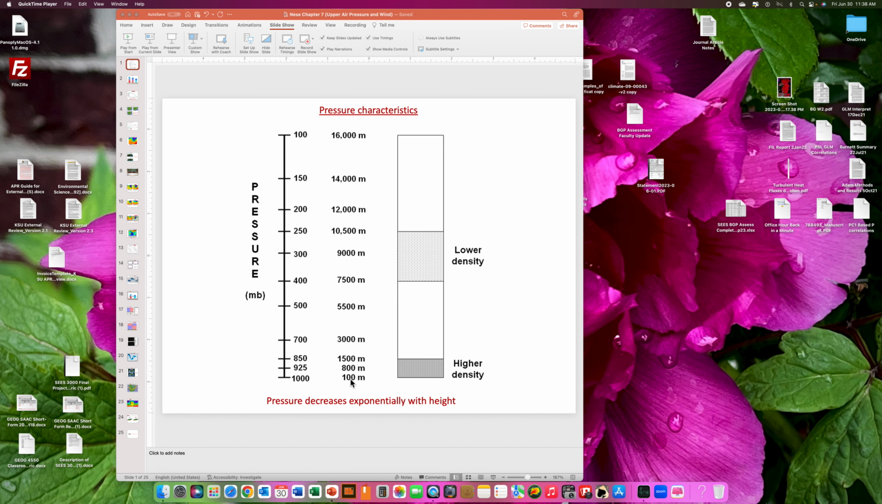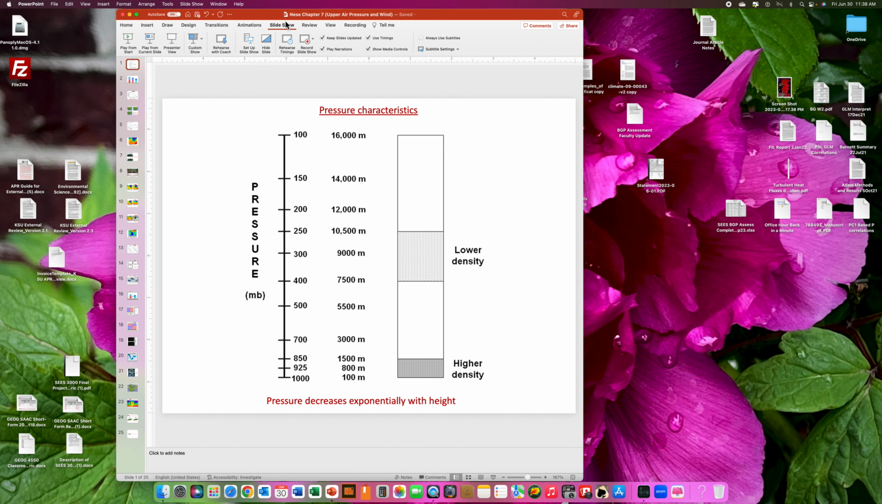The level, roughly speaking, varies. There's not a set value here, but these are the basic levels at which you find each of these atmospheric pressures. These are basically called standard levels in meteorology. So the standard altitude for 925 millibars is 1,500 meters. For 850 millibars, it's 1,500 meters, and so on. And just like pressure, density decreases exponentially with height. This shows that the air's density decreases as you go upward through the atmosphere.